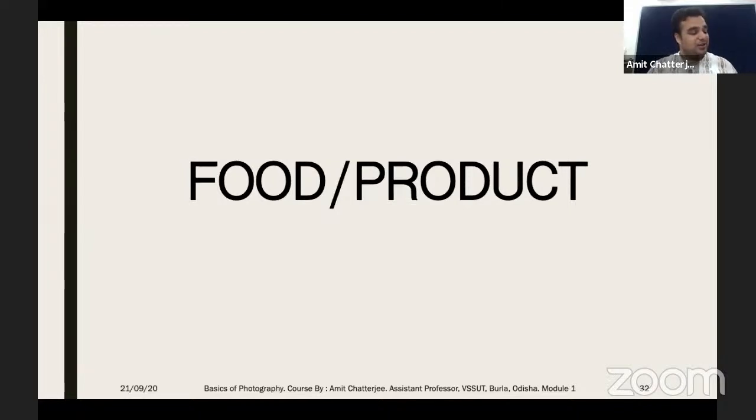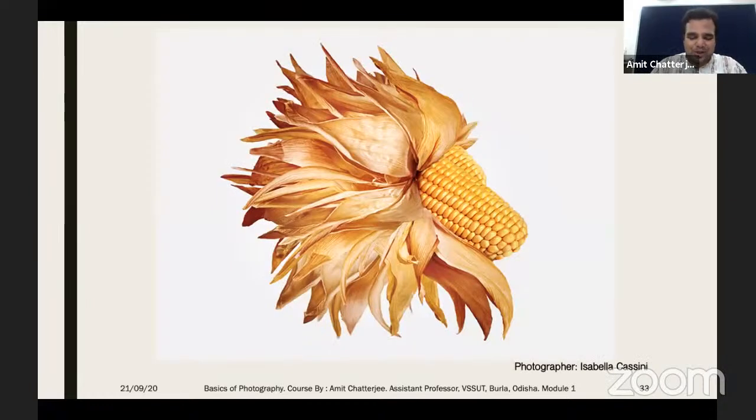These days, this particular kind of photography has become really famous, and it's known as food and product photography. Now, let me first tell you that food and product photography is not to show off what you are eating. A lot of us actually get into that, including myself. Before we eat, we take a photograph, we post it on Instagram.